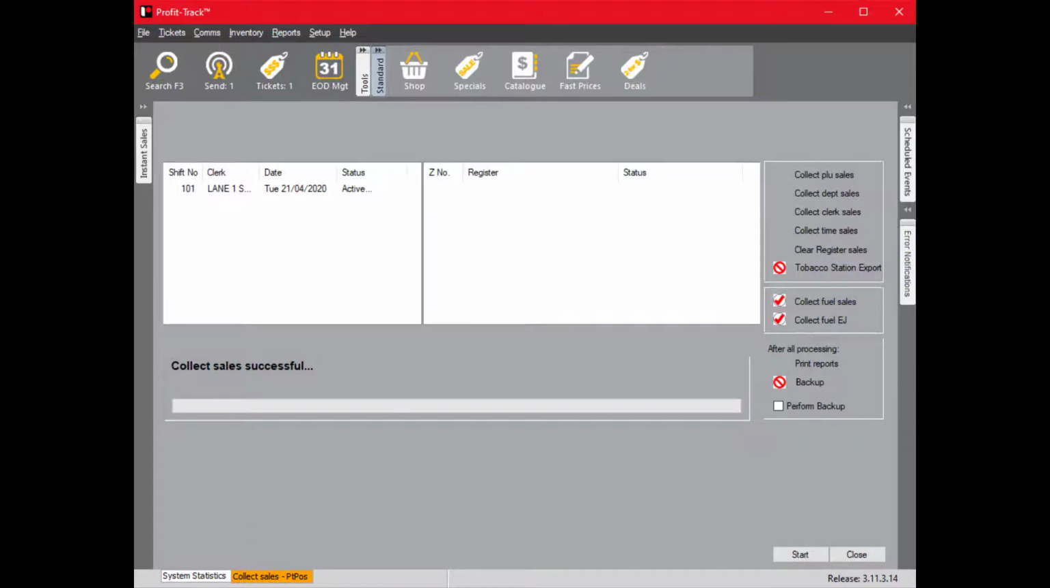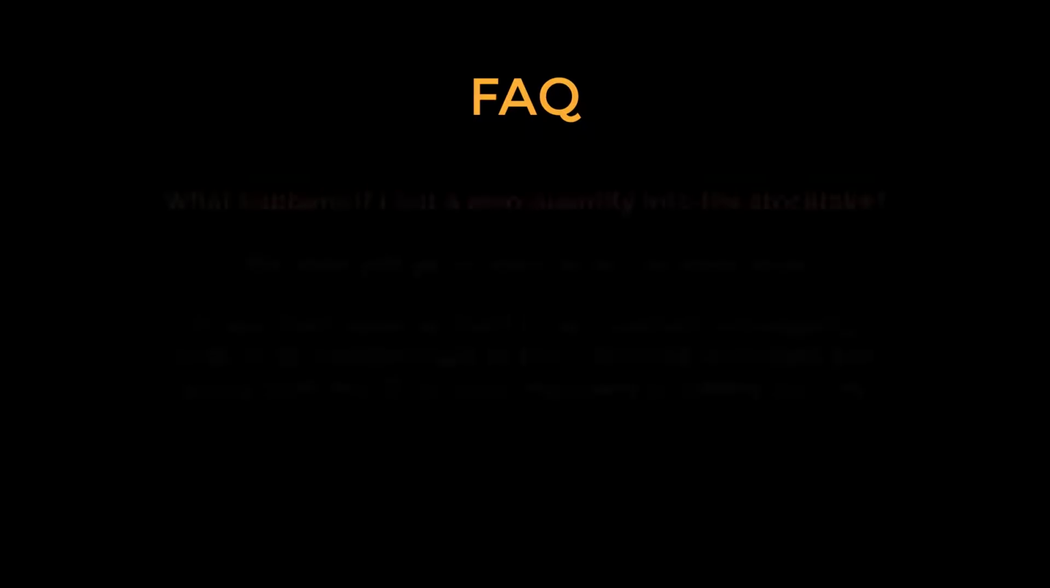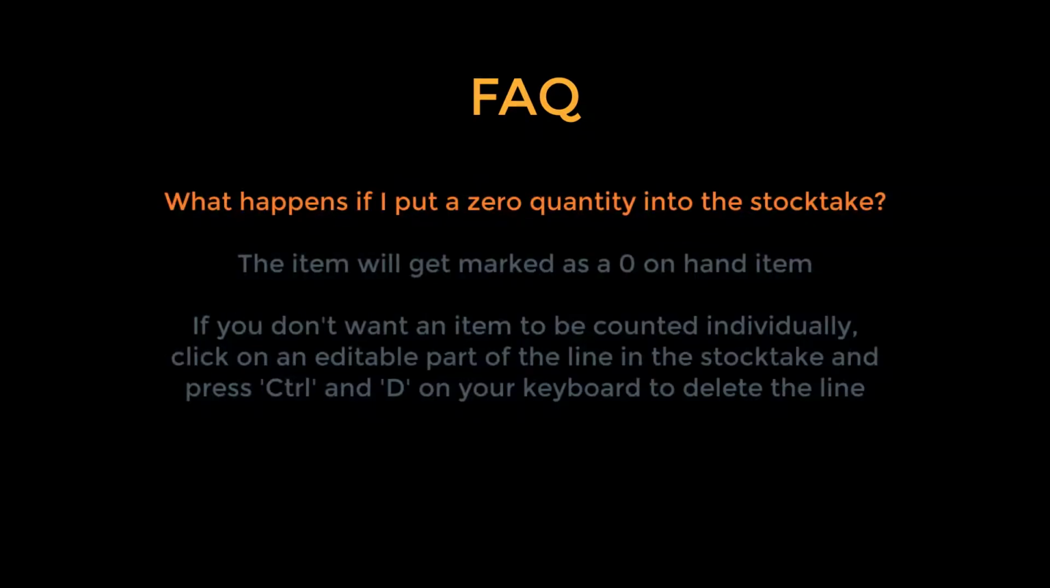First one always being, if I enter a 0 unit inside a stock take, will it just count that as do not count this stock? No, if you put in a 0 unit into a stock take, it will change the stock on hand value to 0. If you do not want it to count for whatever reason, you need to press Ctrl and D on your keyboard to delete the line from the stock take. So if you have Coca-Cola at 5 units and you don't want it to affect your units for whatever reason and don't want it to be counted, press Ctrl D on that line to remove it.